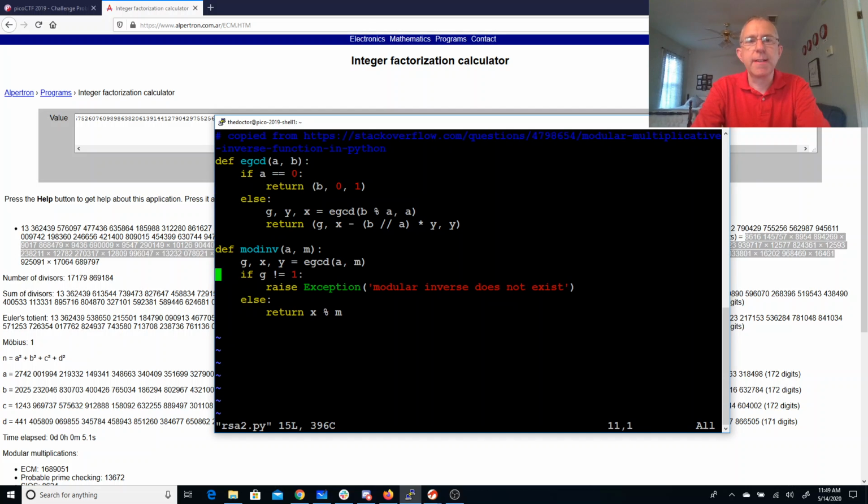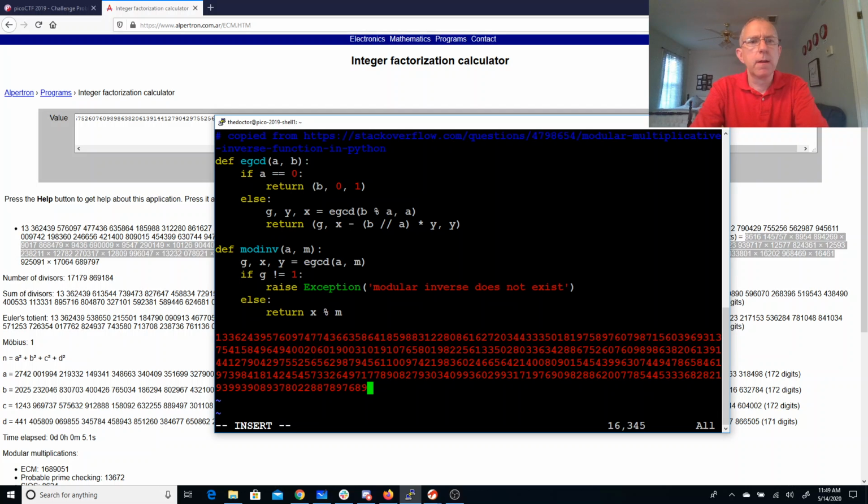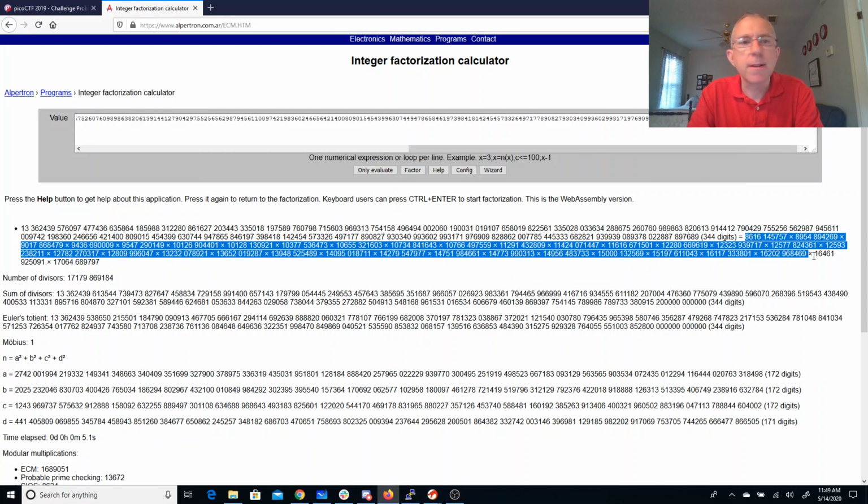All right, so we have this extended Euclid modular inverse that we talked about before. Oh, that's not what I wanted. Well, that was N, so I guess that's fine. What I need is all of these things, because this is going to allow us to get phi of N.